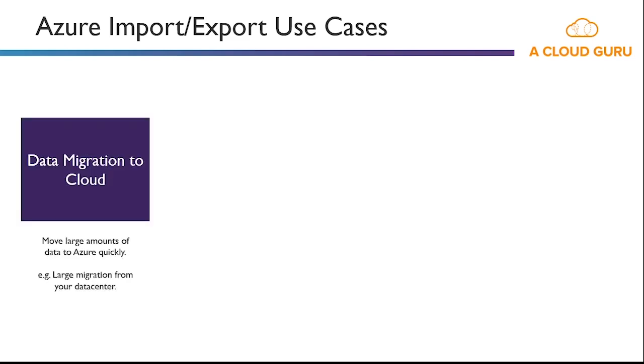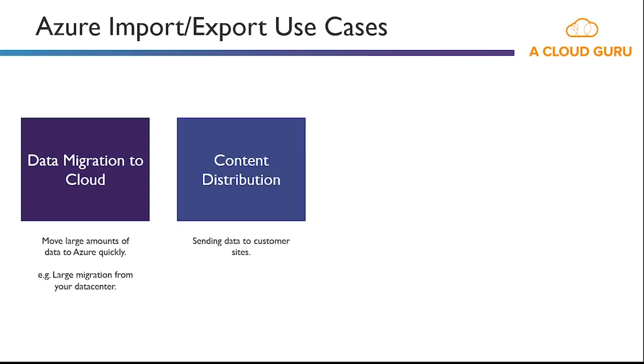One is for data migration to the cloud, which speaks for itself. So, when you want to take that data from your data center, copy it onto these hard drives, and then ship it off to Microsoft, and then they will import it into Azure onto a blob store for you, so then you can access it and move it around as you need to.